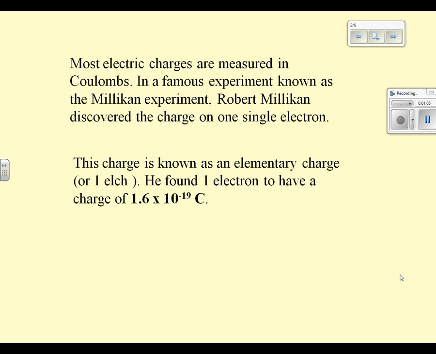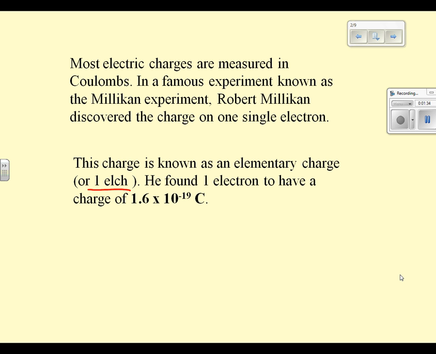Now this, I believe, is the first time I referred to it as 1 Elch. Elch is a made-up word. I think I made it up. It stands for elementary charge. That's a lot of syllables, so I call it the Elch. Oh, you made it up? You know what, I honestly don't know if I did or not. I've been using it so long, I don't know.